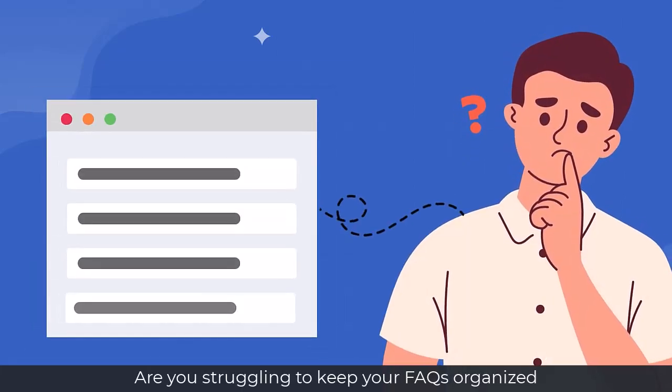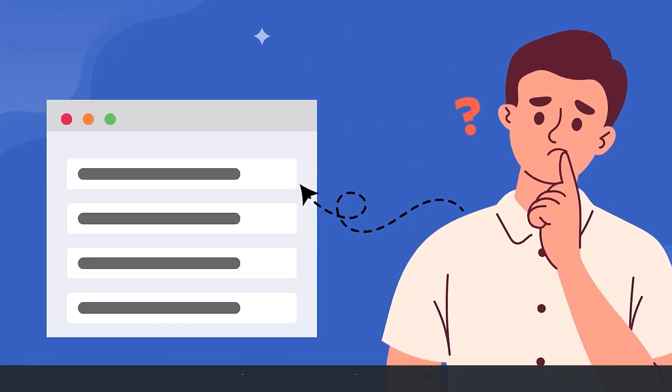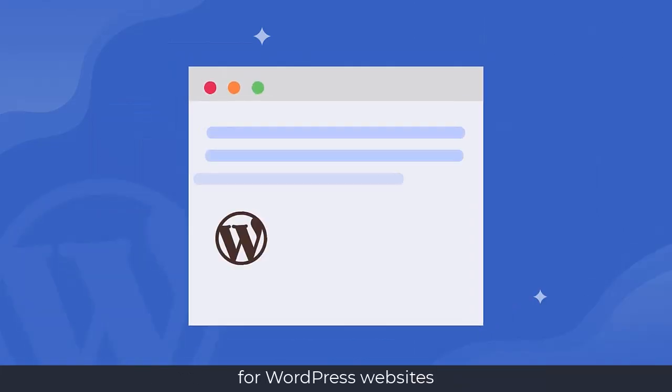Are you struggling to keep your FAQs organized and stylish for readers? Accordion lets you create and display functional but visually appealing FAQ accordions for WordPress websites.